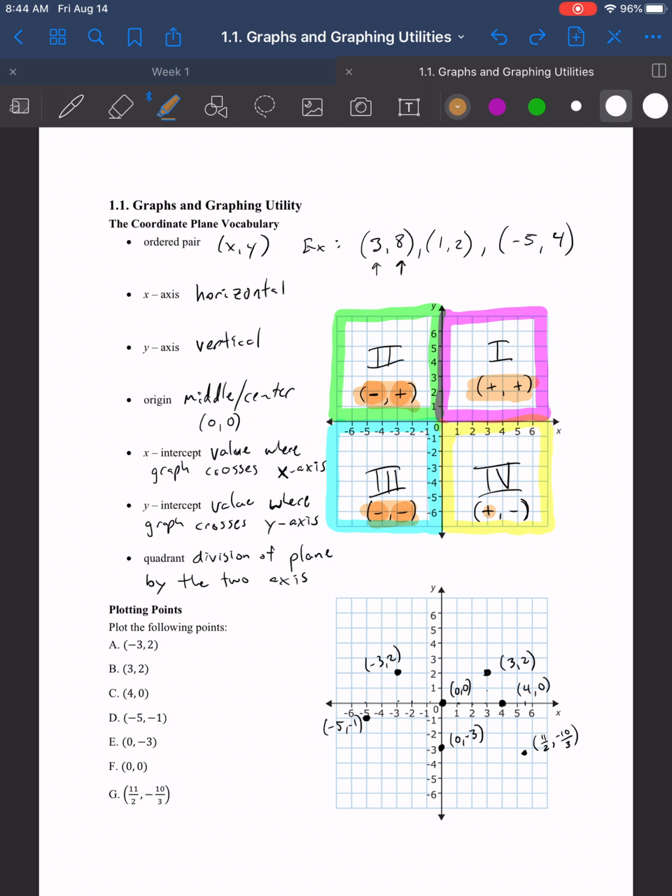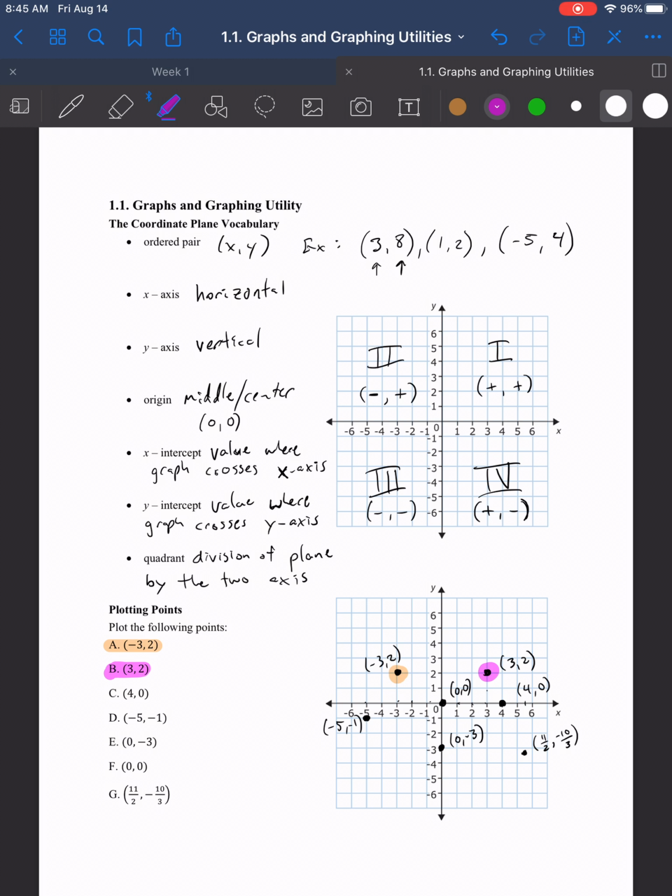All right, so let's try plotting some points. The point (-3, 2) is this point right here. You would go -3 on x, and then up 2 on y, and that would be that point right there. For the next point, (3, 2), that's +3 on x, so 1, 2, 3, and then up 2 on y. That takes you to that point right there.